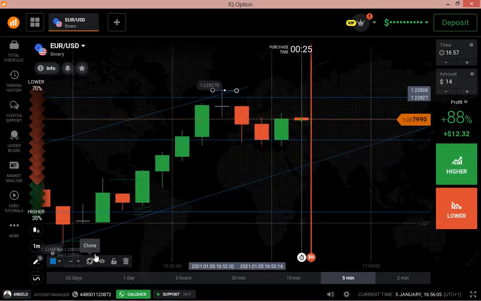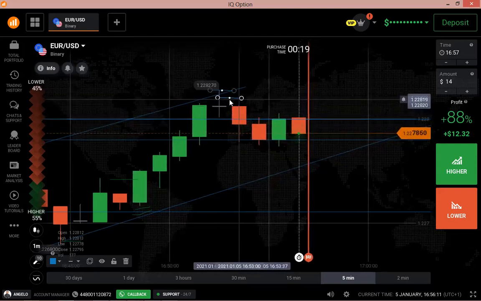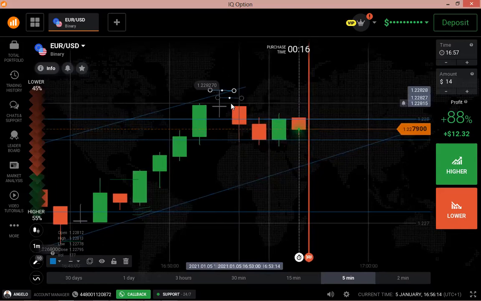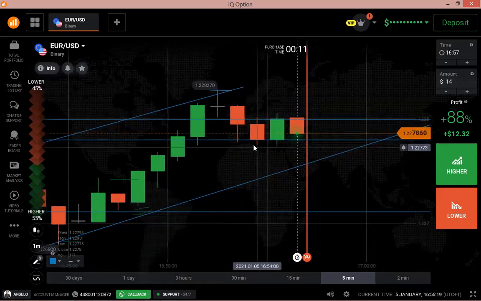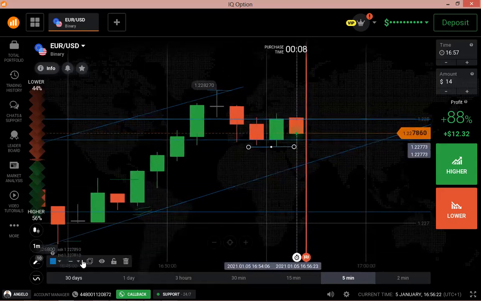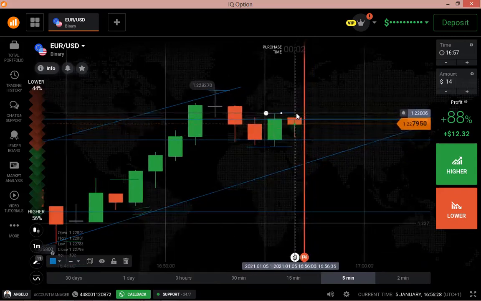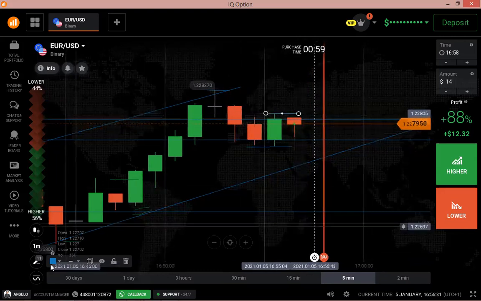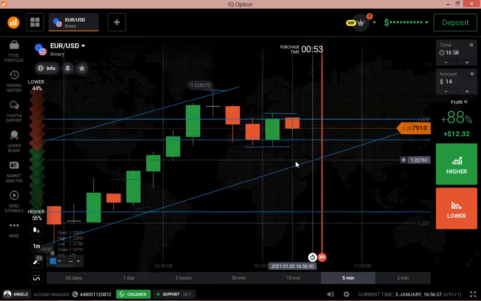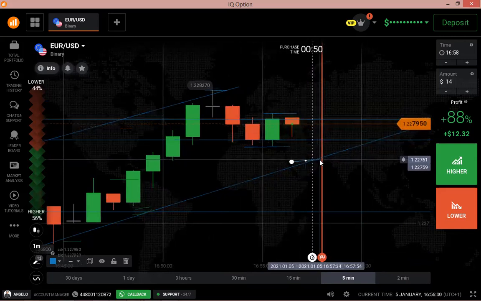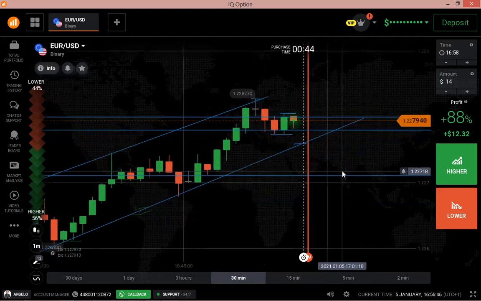High, low. Lower high. Sellers must break this low. Then I think the lower low should be somewhere here. So I still have two minutes to go.